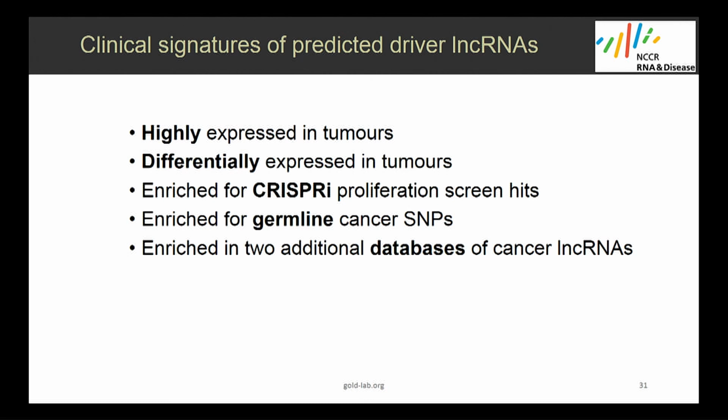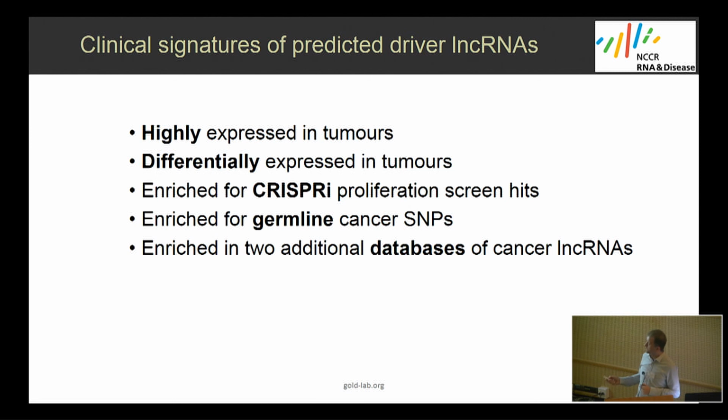Also, just to summarize, they have all these other interesting features. They tend to be highly expressed in tumors. They tend to be differentially expressed in tumors, comparing tumor to normal. They come out more frequently than expected by chance in in vitro functional CRISPRi screens. They're also enriched for germline cancer SNPs, so these are predisposition SNPs for developing cancer, and also they're enriched for two other databases of cancer lincRNAs. So this is really quite a non-random set of lincRNAs which we're discovering using this program.